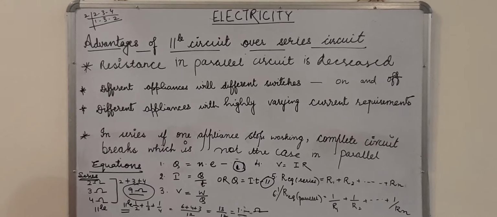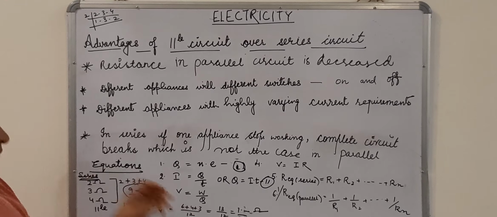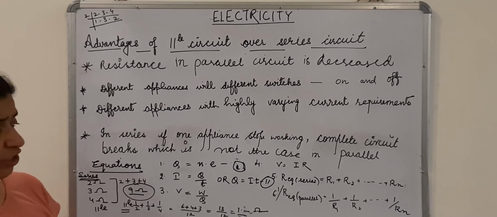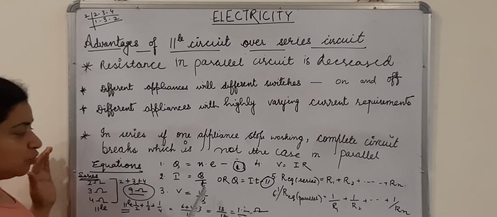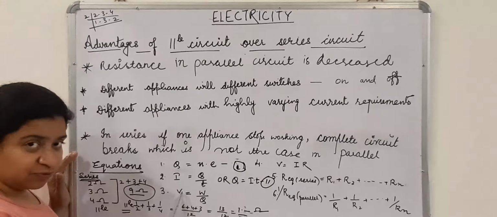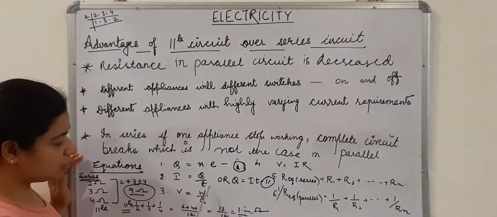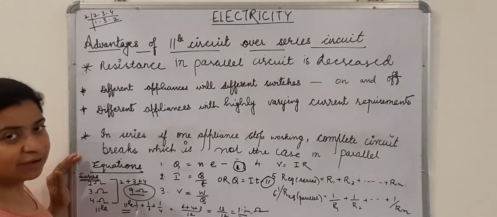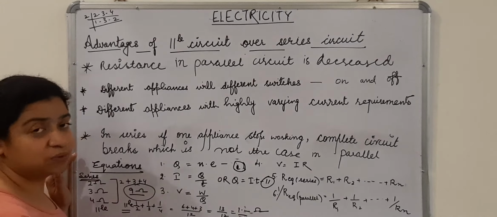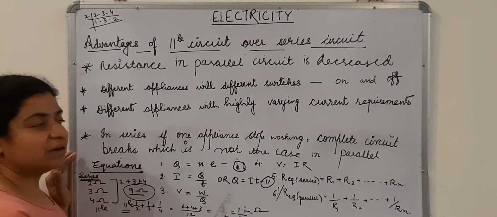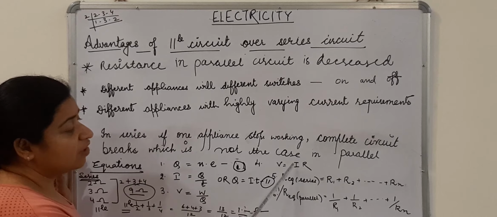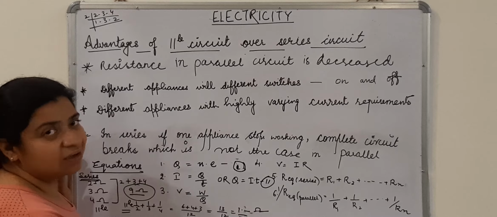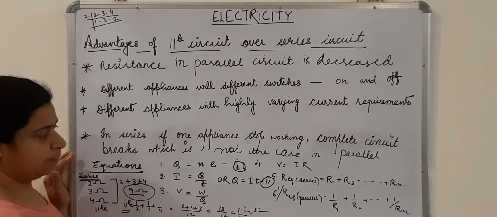Third, how to find out the potential difference. According to the definition of potential difference, it is the amount of work done to move a unit positive charge from one point to another in an electric field. So V, that is volt, the potential difference, is equal to W upon Q. This was the third equation. Then we talked about Ohm's law. According to Ohm's law, V, that is potential difference, is equal to I into R, where I is the current and R is the resistance offered by the conductor.